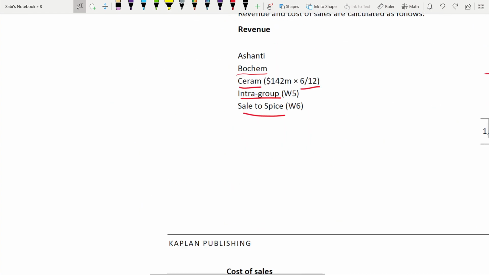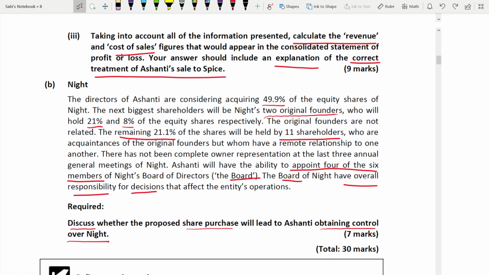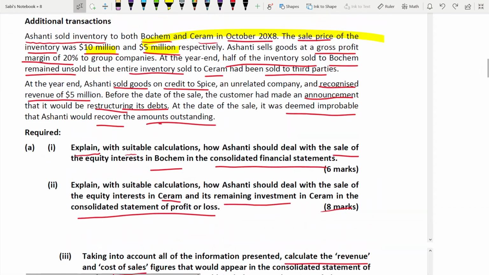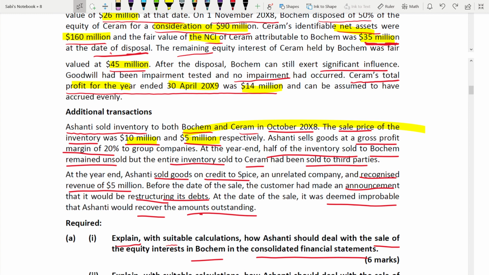Let us go back to the case study. You see, it is in the first paragraph. The second paragraph talks about the credit to Spice. That is coming later on. But first, let's finish relating to this one. So 20% is the gross profit margin. Okay, that's why we take 20%, and half of the inventory sold remains unsold.